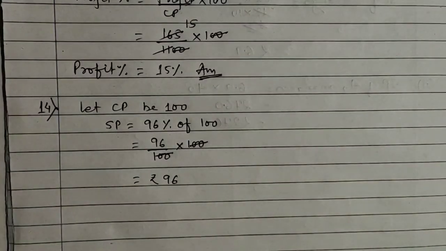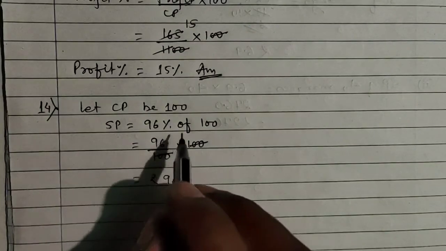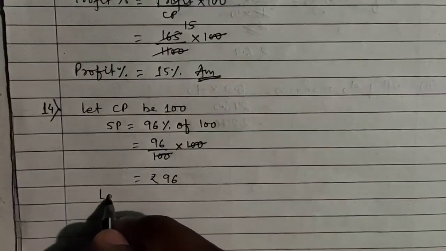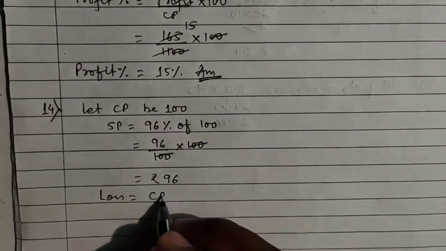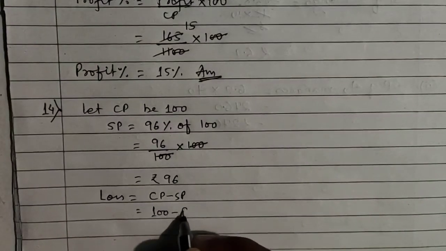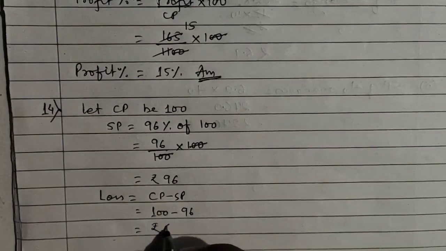Now next, find the profit or loss as a percent. As we can see, cost price is 100, selling price is 96. It means loss is there. Loss is equal to CP minus SP. CP is rupees 100 minus SP is rupees 96. That is rupees 4 is the loss.